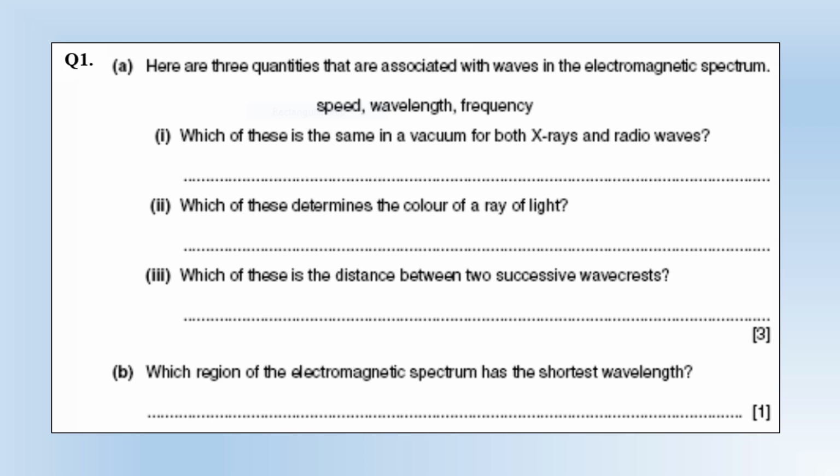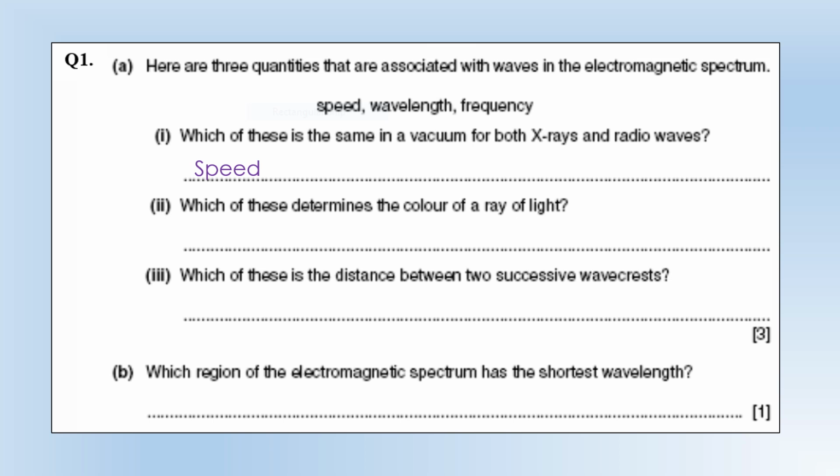Okay, so we're going to do some practice questions on waves, and we're going to start with waves in the electromagnetic spectrum. So which one of these three wave properties is the same in a vacuum for both X-rays and radio waves? That is the speed at which they travel. It would be 3 times 10 to the 8 meters per second.